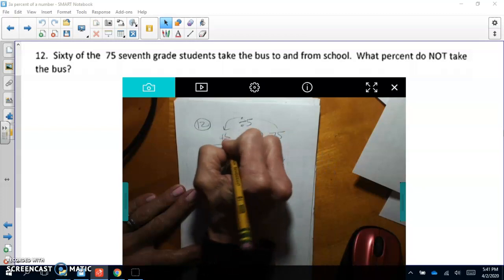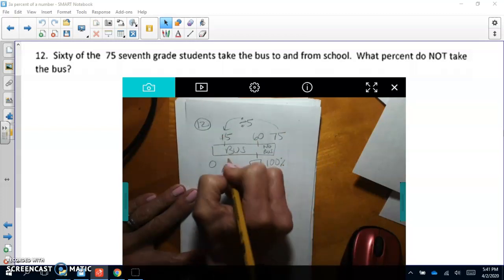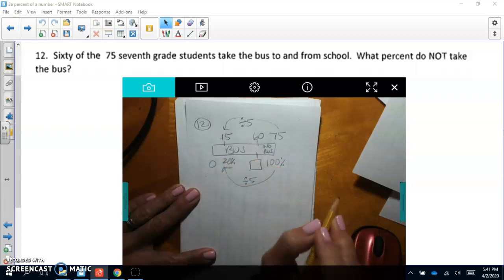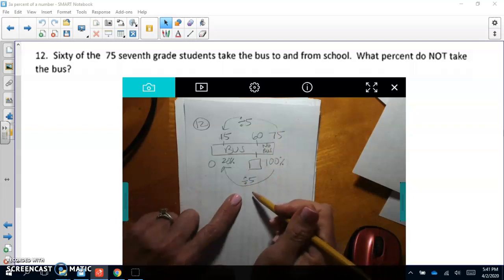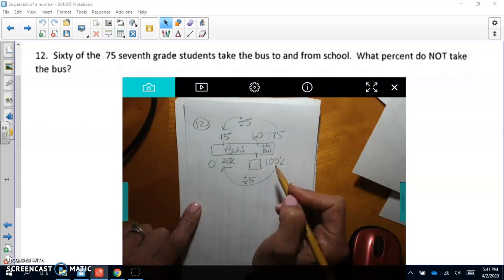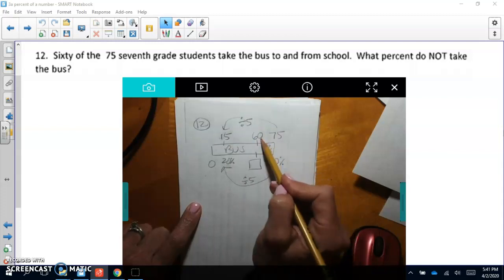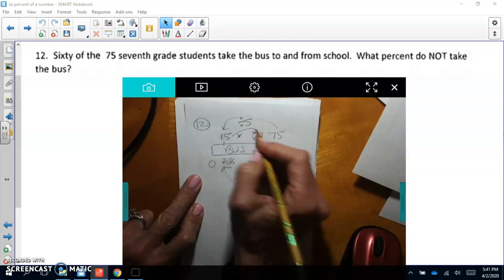So that'll be 15, and 100 divided by 5 is 20%. Okay, so we're dividing by the greatest common factor. Divide by 5, get 15. 100 divided by 5 is 20%. Now I want to think, how do I get from 15 to 60? Well, that is times 4.